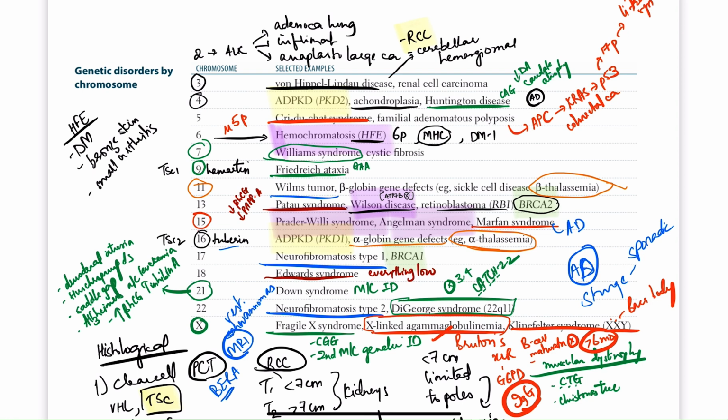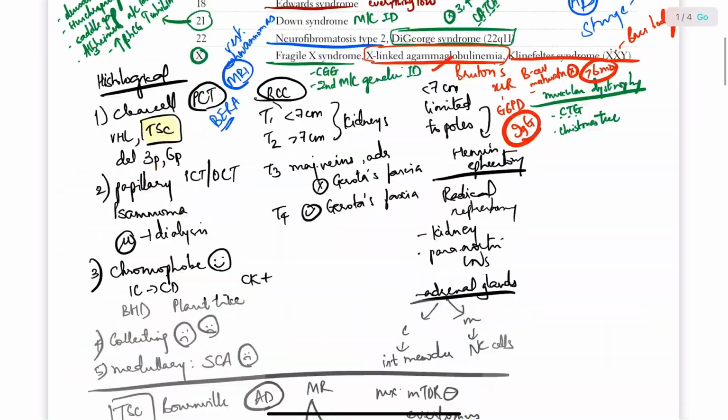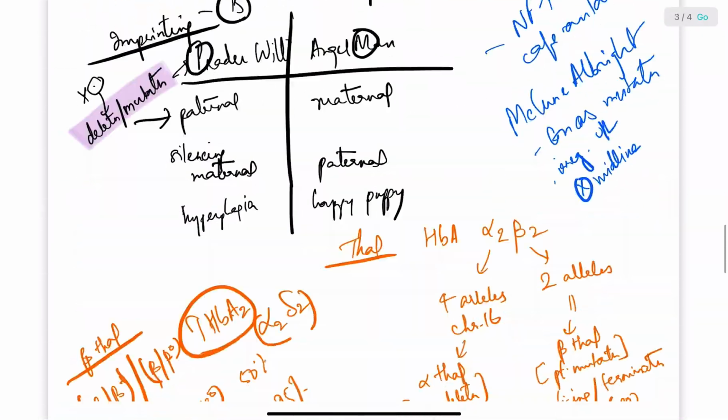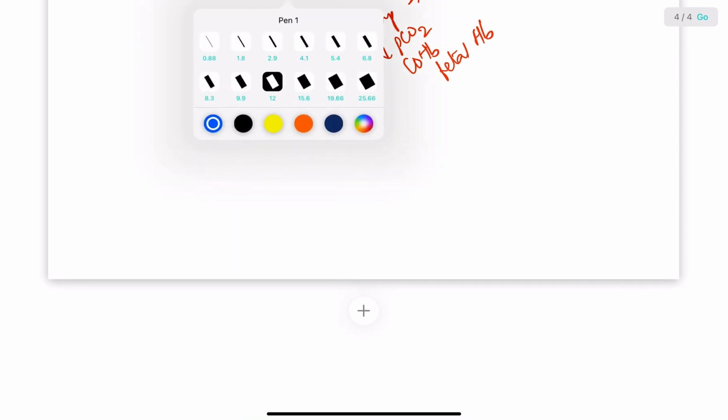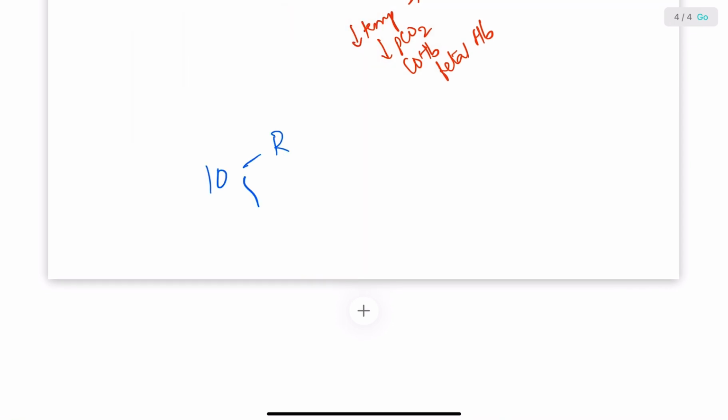There are other couple of chromosomes. You can do chromosome 10 also has RET proto-oncogene, which they haven't mentioned here. We can write it down. Chromosome 10 has RET proto-oncogene, which is associated with medullary carcinoma thyroid and MEN2 syndrome.